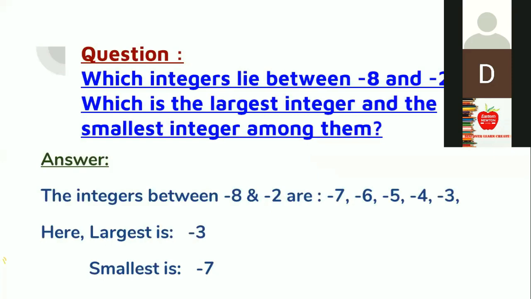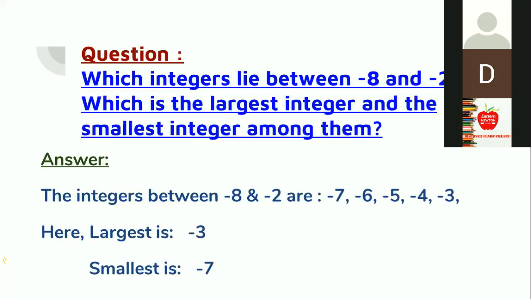So among the numbers, which is the largest? The largest one is -3. The word between is important. Between means that it does not include -8 and -2. These are the upper limit and lower limit, and between does not include them. So between -8 and -2, the largest integer is -3, and the smallest integer is -7.